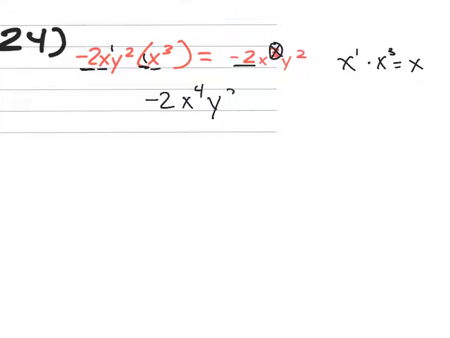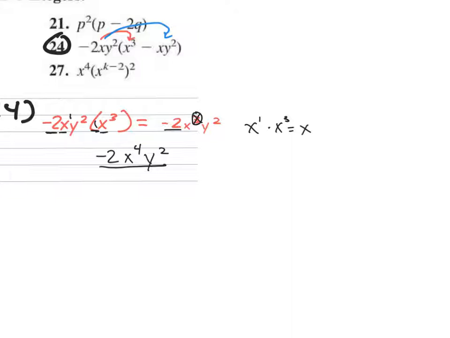And then we've got y squared. Let me just clear that up there. That's the first part of the answer. Now we're going to do the second part of the distribution up there. You've got the first half of the answer. The second half happens here.